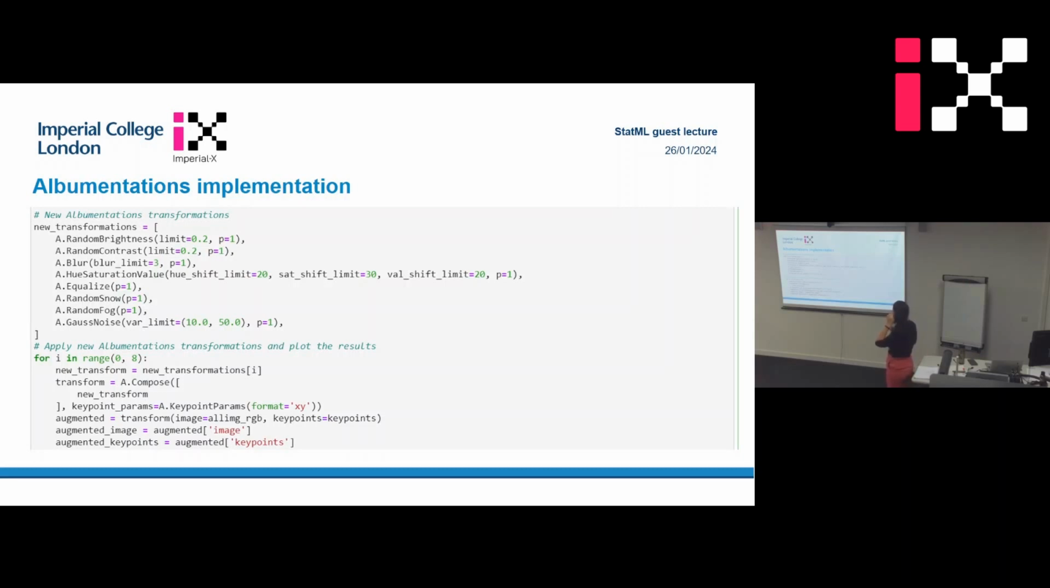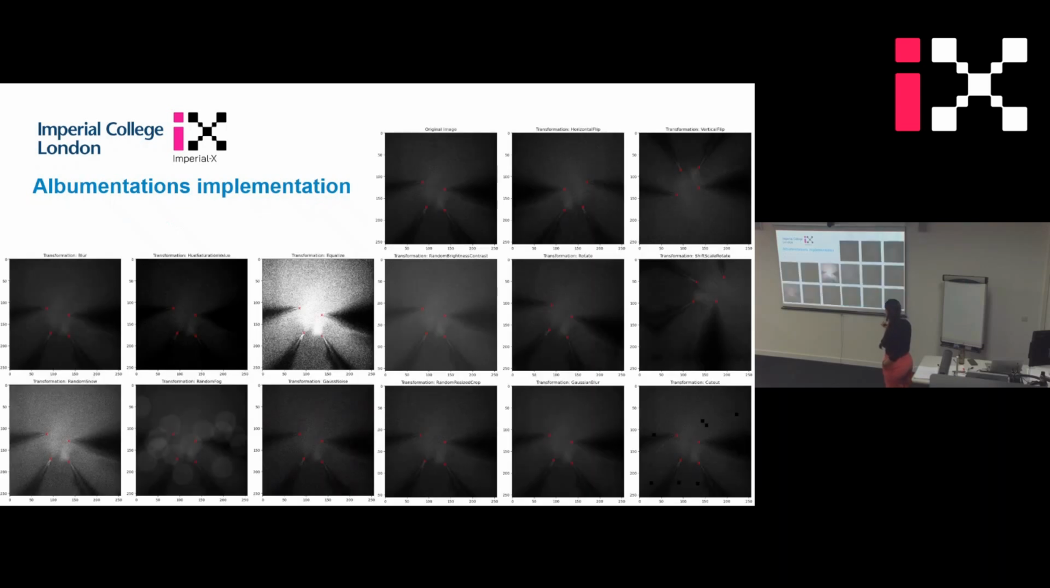You're going to see some examples. For example, we're changing brightness and contrast with a probability of 1, just because I want to see the effect. Here you're telling it how much you can change the contrast and brightness, introducing some blur, changing the hue saturation values, equalizing the histogram. And here it's introducing different types of noise, such as Gaussian noise, fog, and snow. Now you're going to see what it looks like.